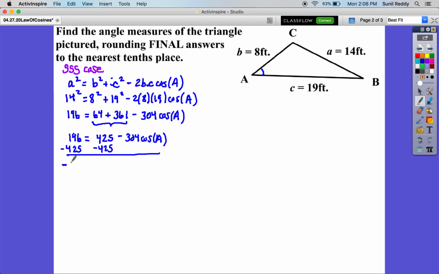Doing that looks like we get negative 229, if I did that mental math correctly. And we still have on the other side negative 304 cosine of A. To isolate cosine of A, we'll just divide both sides by negative 304. The two negatives will cancel, so what I'd have left is 229 divided by 304 equals the cosine of angle A. And then to isolate A, we have to take the inverse cosine of both sides. So now I'm going to have that the measurement of angle A equals the inverse cosine of that fraction.